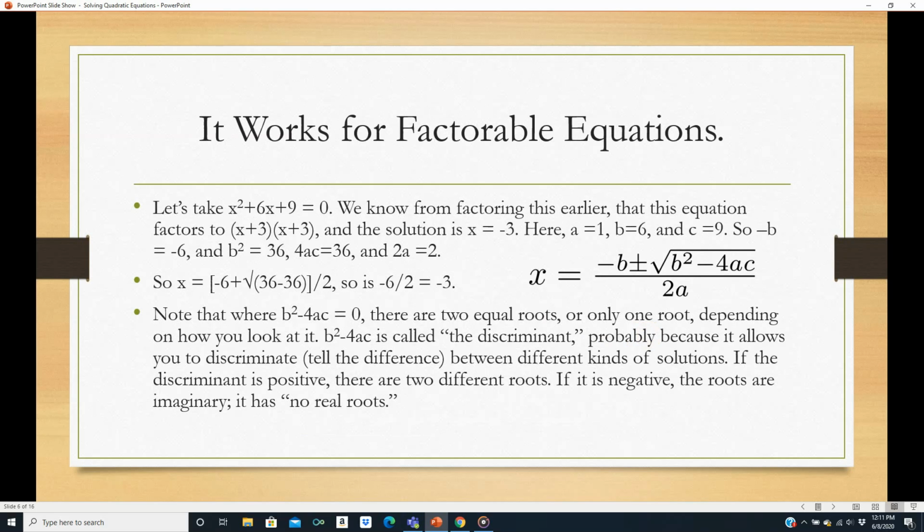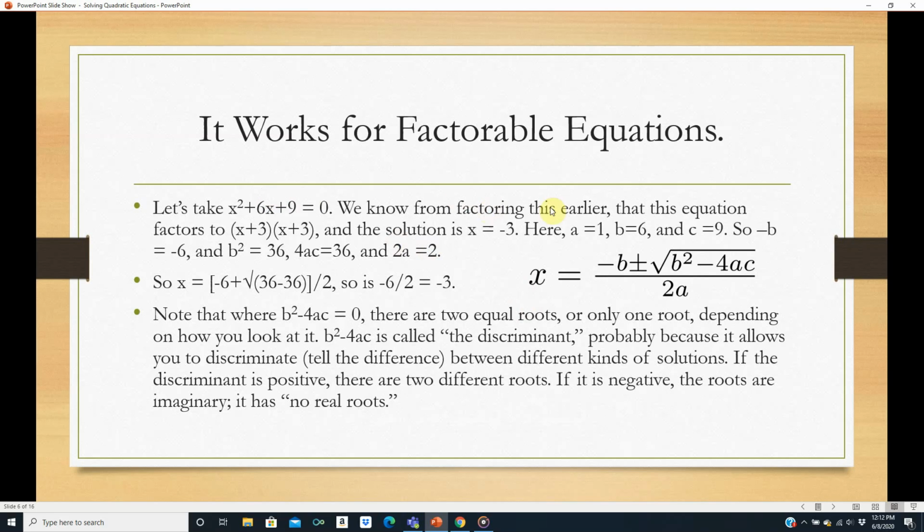Okay, the quadratic formula, why should you memorize it? Well, one, it works for factorable equations. That way you don't even have to figure out if it can be factored, you can just plug it into that. Boom, you're done. So let's take x squared plus 6x plus 9 equals 0. We just did this problem a little while ago, so we know from doing it earlier that this equation factors to x plus 3 times x plus 3, and the solution is x equals negative 3.